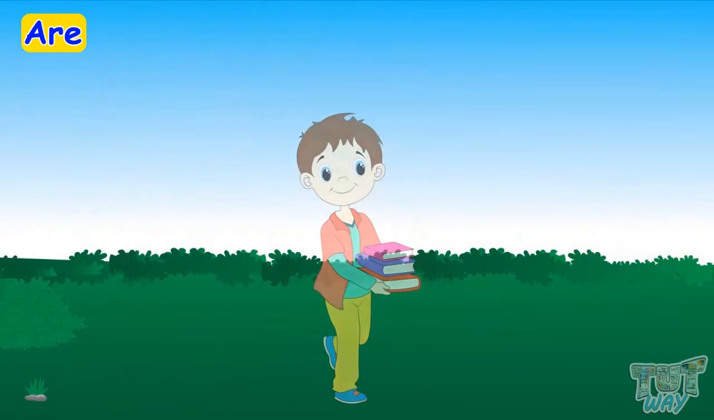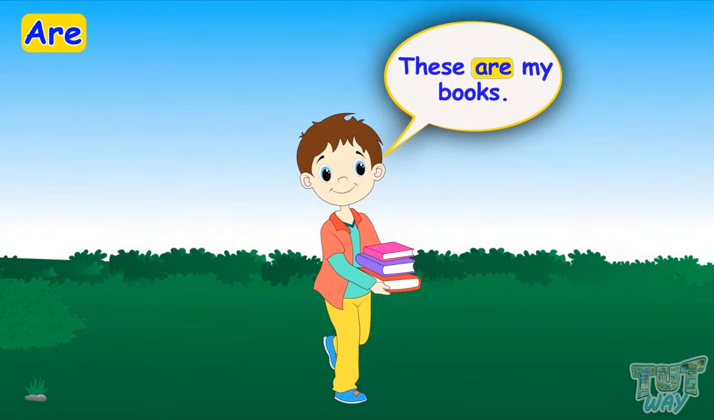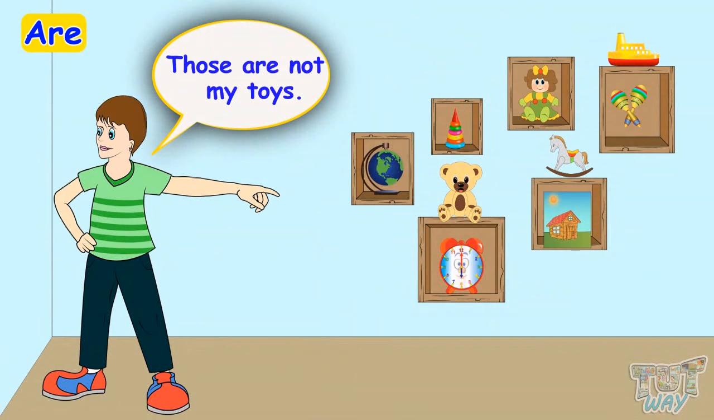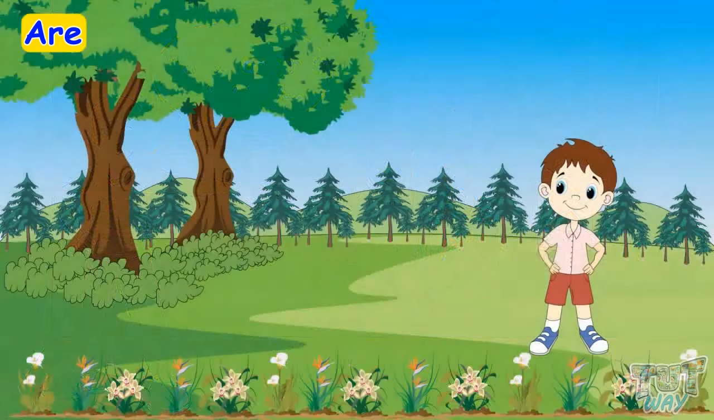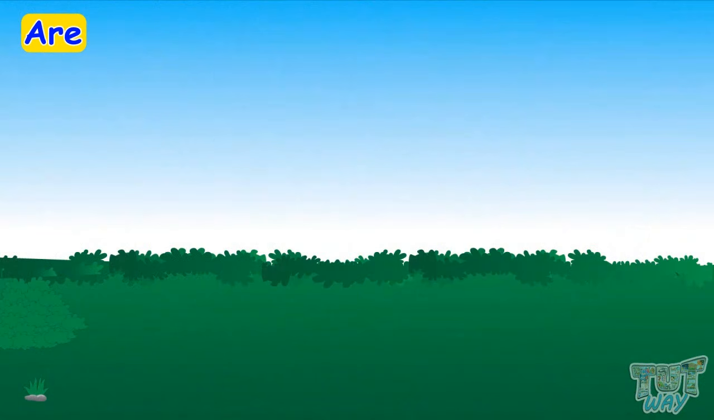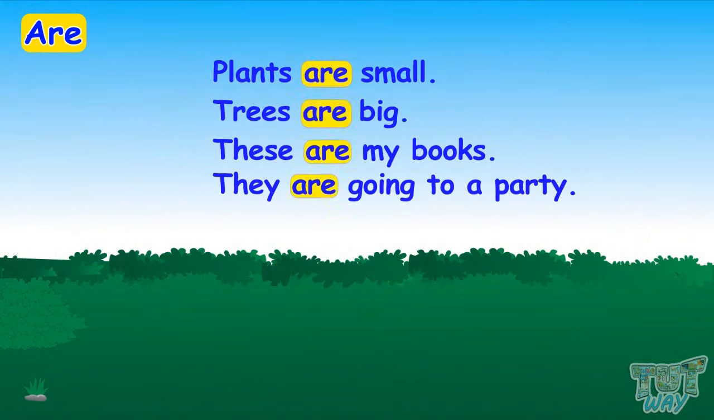These are my books. These are my toys. Those are not my toys. Those are very big trees. So kids, are is being used with all plural things. That is, plural naming words. Plants, trees, books, these, they.